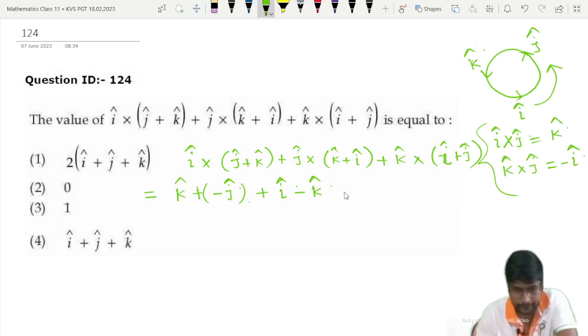Plus k cross I. K cross I means it will give us j, and plus k cross j. K cross j means it will give us minus I.